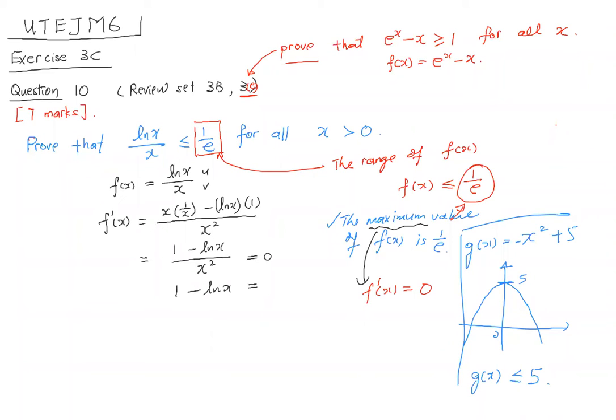x squared times 0 is 0. Correct? So my ln x is equal to 1. Okay? So my x is equal to e to the power 1, so equal to e. Okay? Now only I draw the sign diagram.